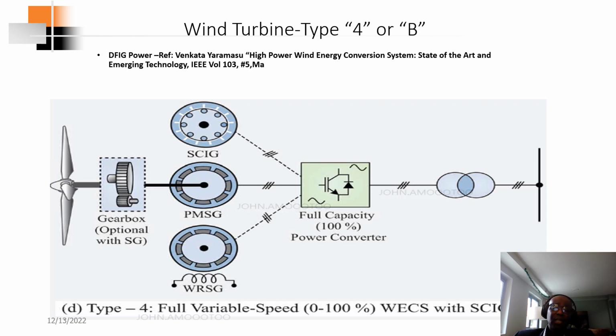This one is just a schematic of how the Type 4 wind turbine looks. Like I made mention, the gearbox can be optional. You can have it for the wound rotor induction type, the permanent synchronous generator, or the squirrel cage induction generator type. These are all integrated to a full capacity power converter. You can have this installed in a back-to-back configuration, that is, it converts from AC to DC, and DC to AC.